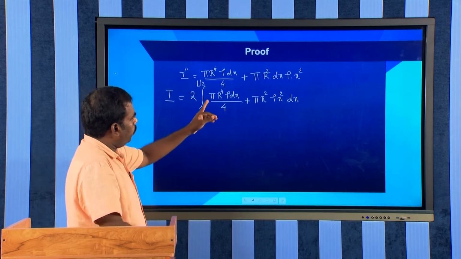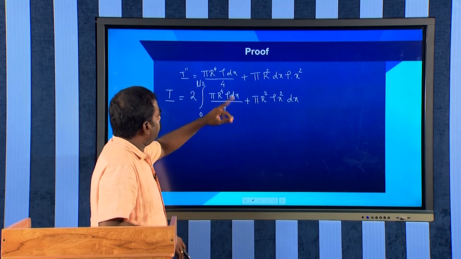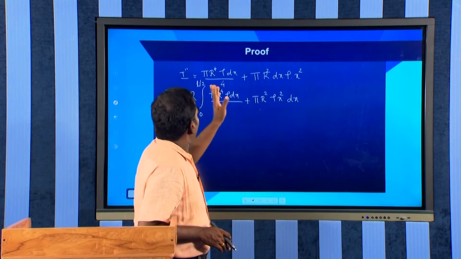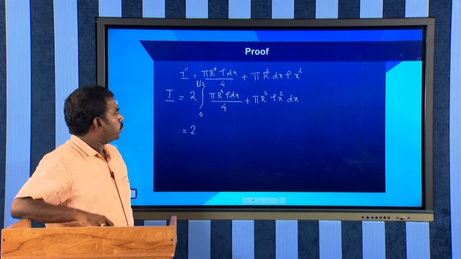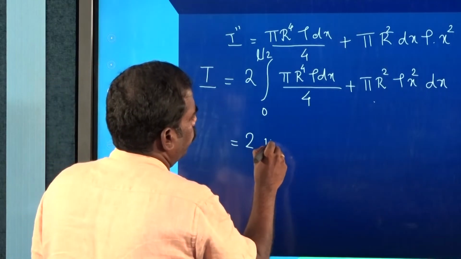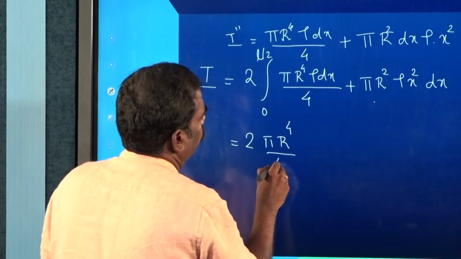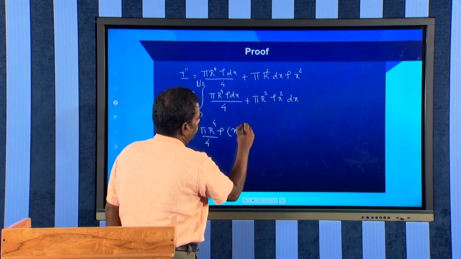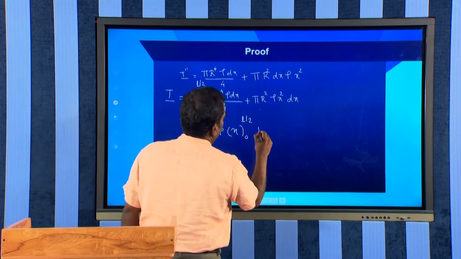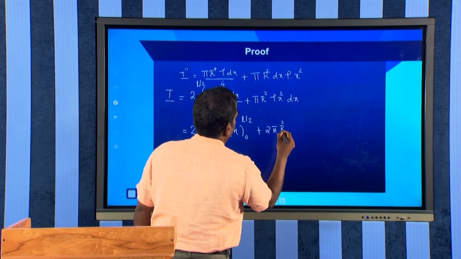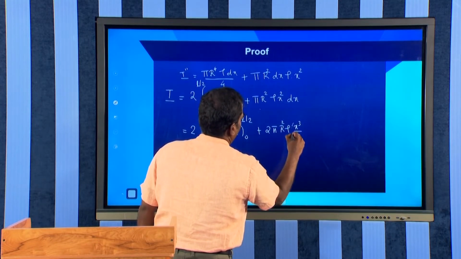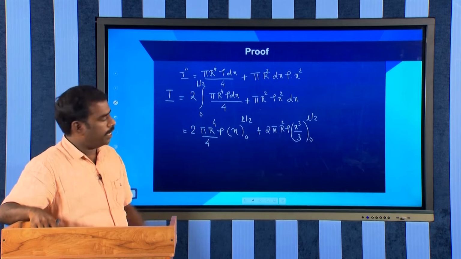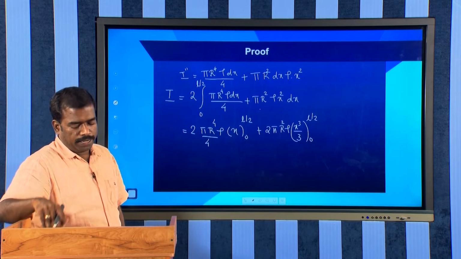You have to integrate this expression term by term. The first one is π r⁴ ρ by 4 into x within limit 0 to L by 2, and the second one is π r² ρ into x³ by 3 within limit 0 to L by 2. So, we can write it as 2 into π r⁴ by 4 ρ x within limit 0 to L by 2, next plus 2 π r² ρ x³ by 3 within limit 0 to L by 2. Apply the limits and rearrange and solve.